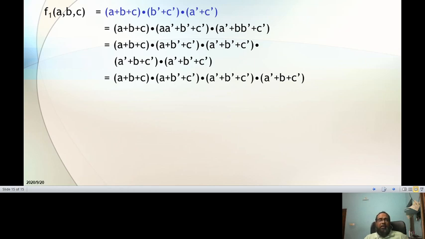So, if an expression is given in non-canonical or standard form, you can convert it into the canonical form, either in SOP or in POS. That is all.